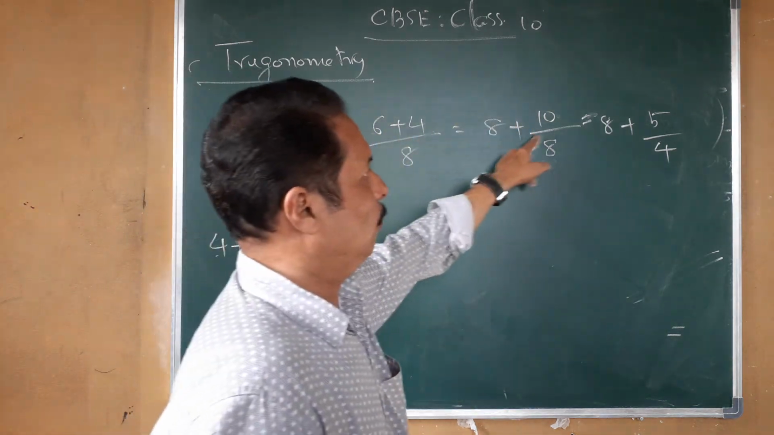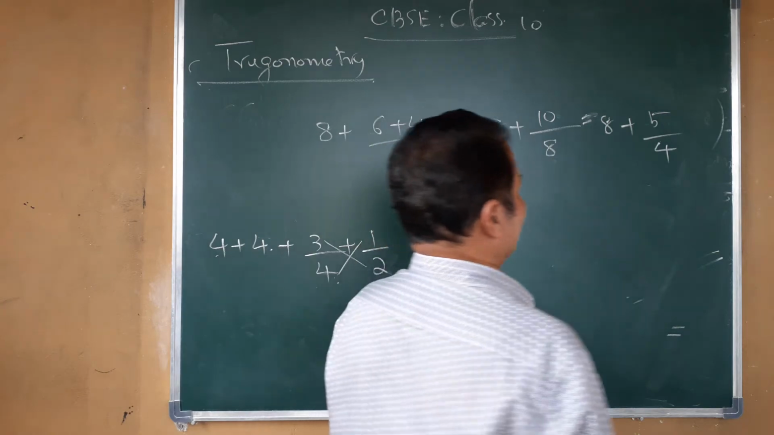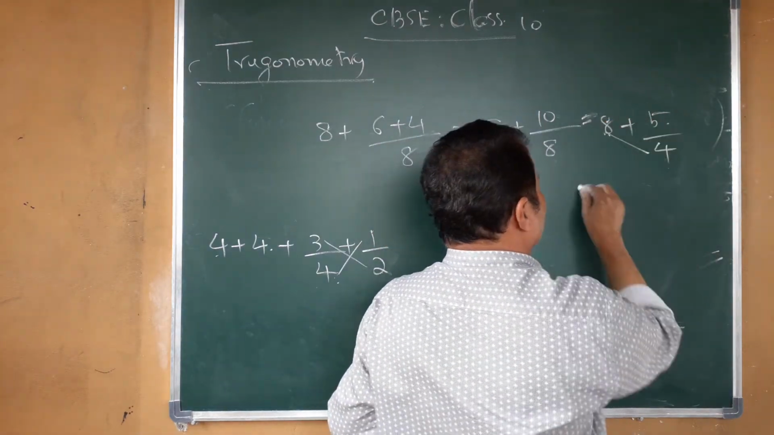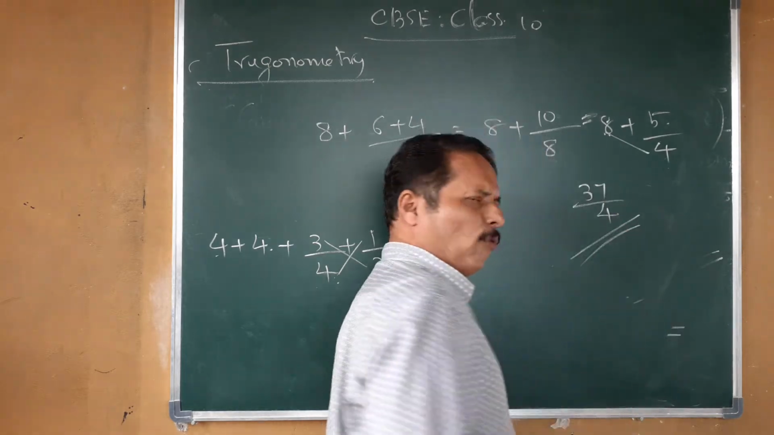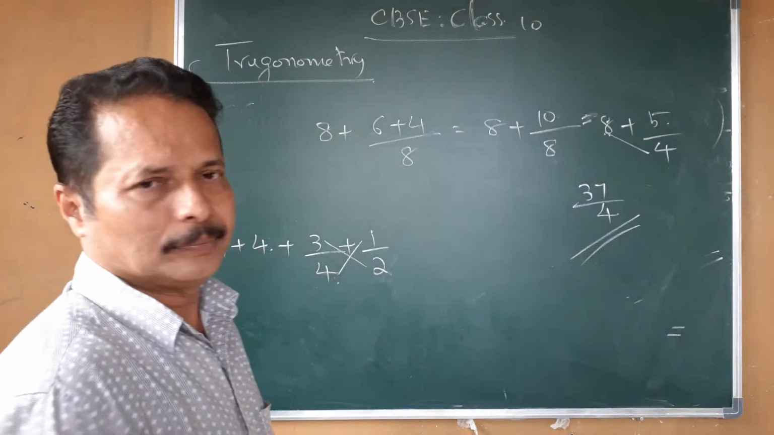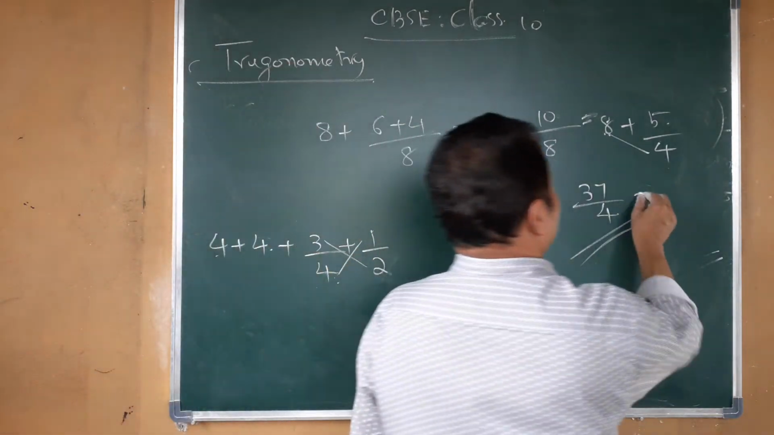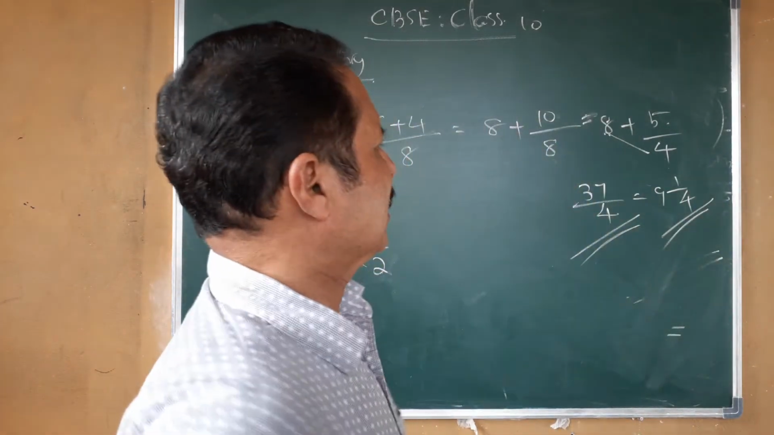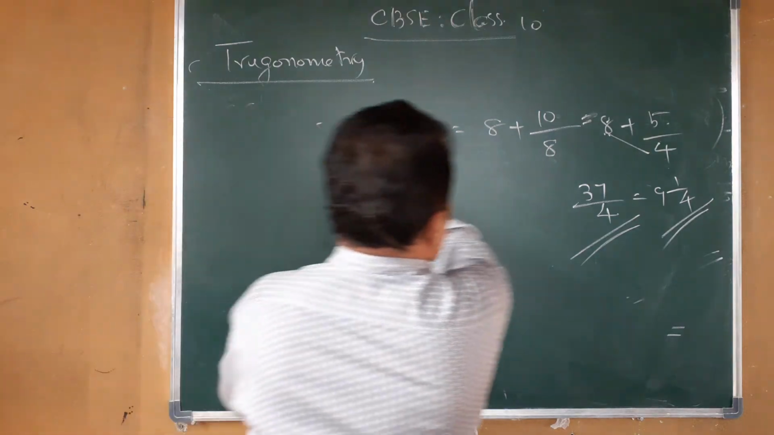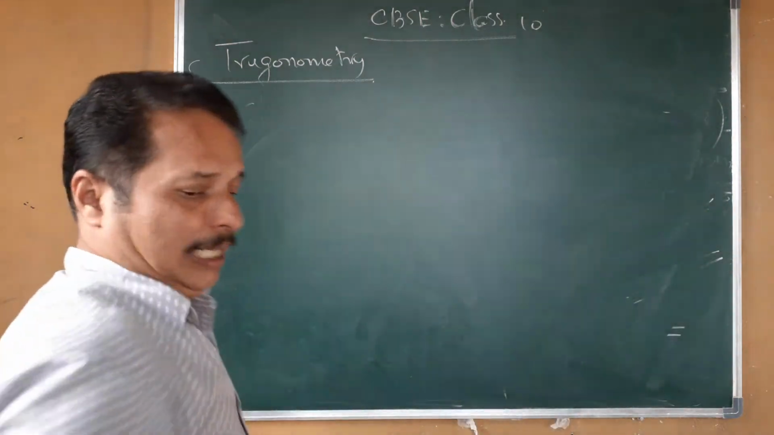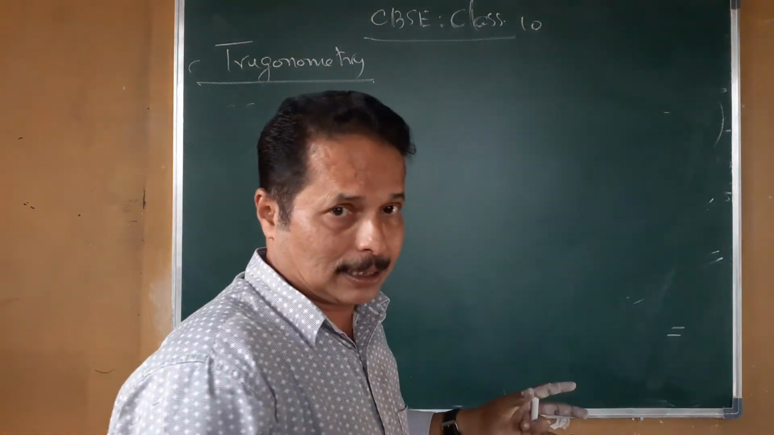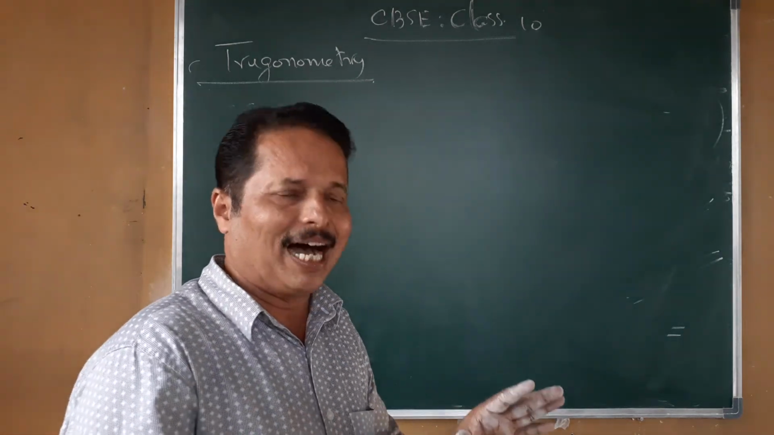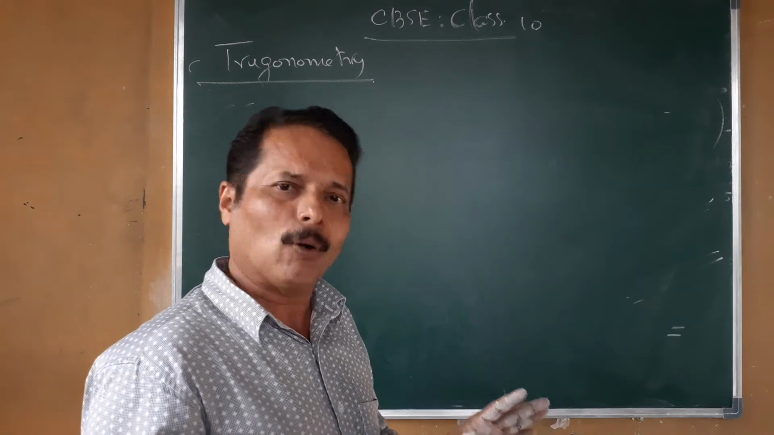Like this. Over. Now it's a mixed fraction. So 8 into 4 equal to 32 plus 5, 37 divided by 4. Okay. Make it a mixed fraction: 9 and 1 by 4. Otherwise you write 37 by 4. That's enough. Is it over? And I will give you a home assignment of this. I think this is clear. Now remember, you substitute the values very clearly. Okay?